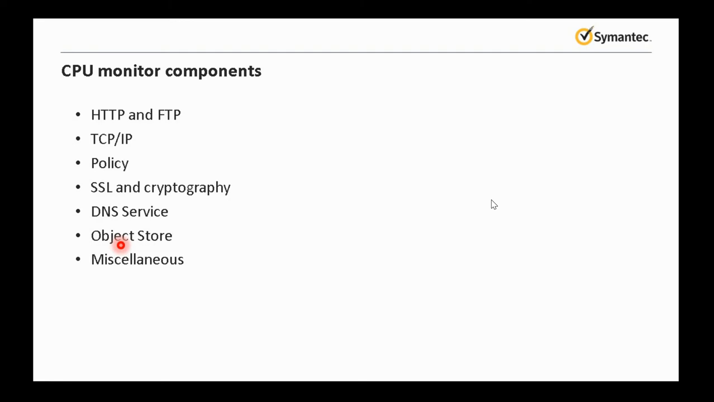So if, for example, you are having an issue with your disk, then the object store CPU component will go up. So this is related to disk. And lastly, you have here miscellaneous. Miscellaneous is typically due to things like the updating of the content filtering. Also, you will see here sometimes access logging will cause CPU utilization to go up.